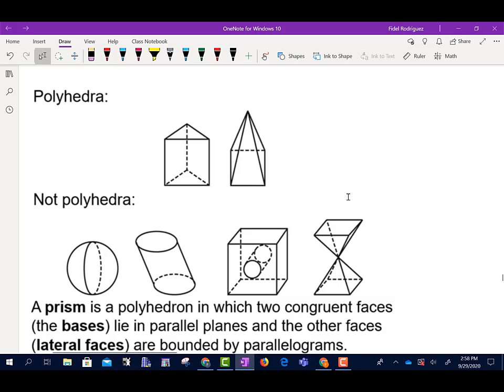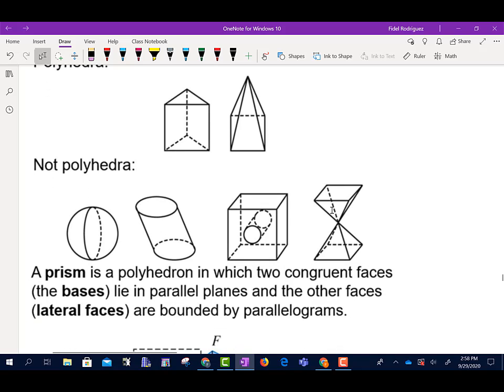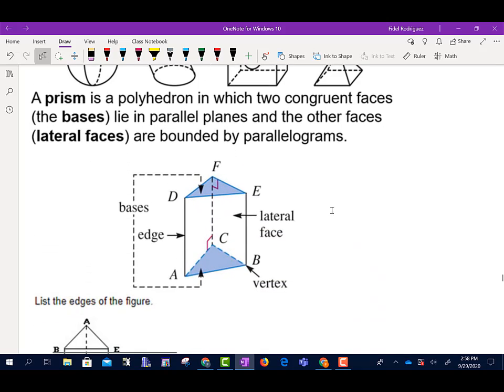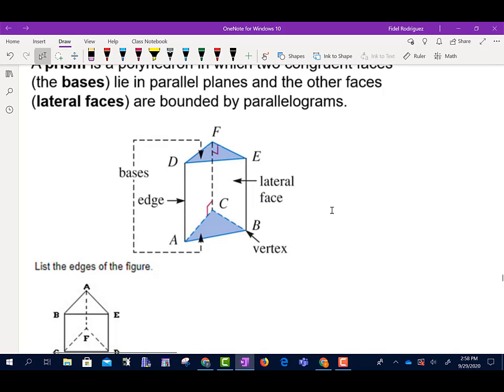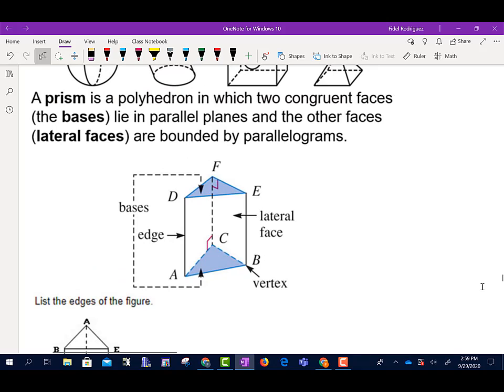A prism is a polyhedron in which two congruent faces, the bases, lie in parallel planes, and the other faces, lateral faces, are bounded by parallelograms. So here's an example of what a prism looks like. Let me just come back up a little bit. All right, so this here is our prism, and we have what we call vertices. Vertices are going to be these points here.